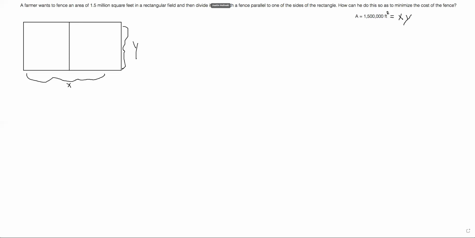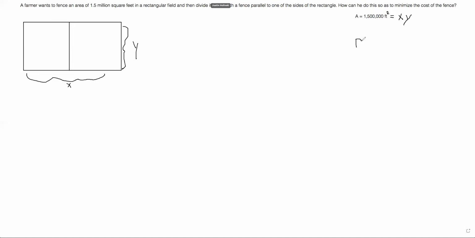And then we have another quantity that we have to consider too. We're trying to minimize the cost of the fence, which means we want to minimize the amount of material used to build this fence. So we need to consider not only the perimeter of the figure, but the length of this piece of fence that we're using to divide this in half. So we want to create an expression for the total amount of material needed to create not only the outer fence, but the piece of fence in between, in the middle of this area.